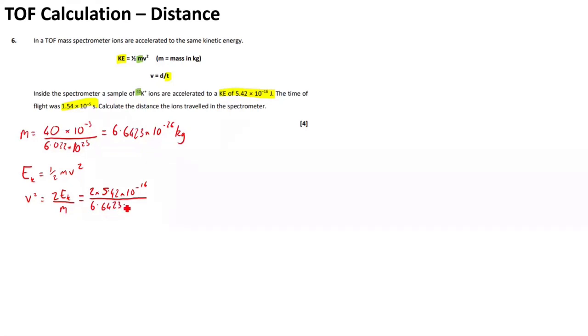If you've messed up the mass calculation in the first step, you can always get an error carried forward mark here for rearranging that equation correctly and substituting in the numbers you think are right.